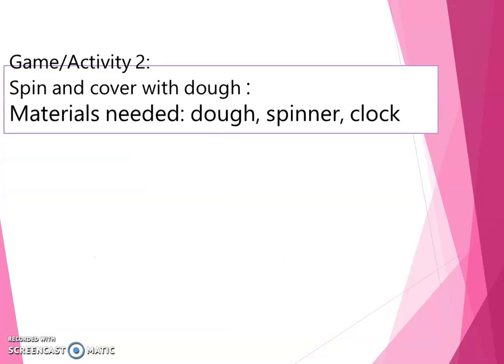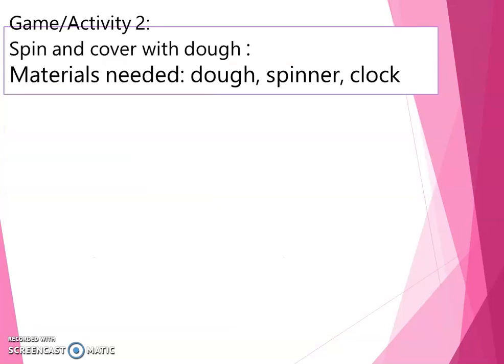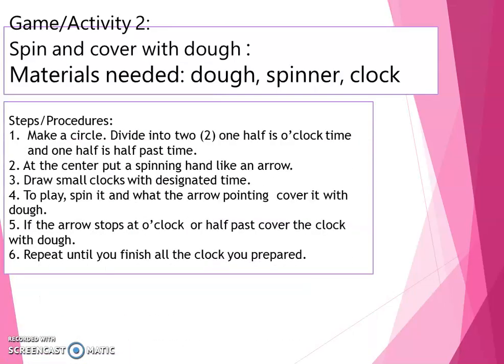Second game, spin and cover with dough. Materials needed: dough, spinner, and cloth. Here are the steps. First, make a circle, divide into two. One half is o'clock time and the other half is half-past time. At the center, put a spinning hand like an arrow. Draw small clocks with designated time.